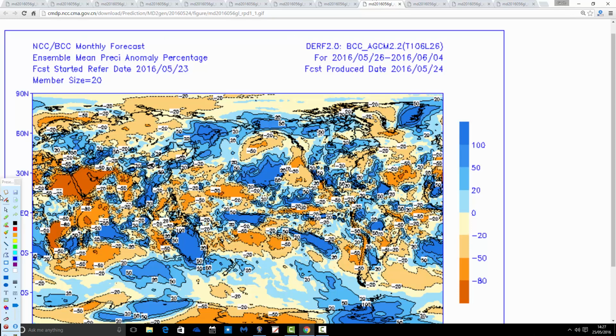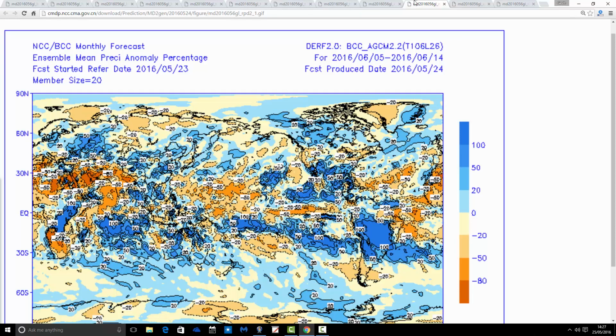The precipitation anomaly for the coming 40 days, so again 26th of May through to the 4th of June. That one looks generally close to average, a little bit wetter than average in the north and west, and a little bit drier than average in the south and the east. The next 10-day period from the 5th through to the 14th of June, that one looks generally a little bit drier than average. It's still a bit wetter than average for Scotland.